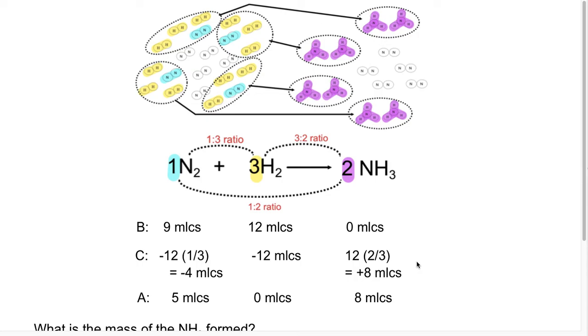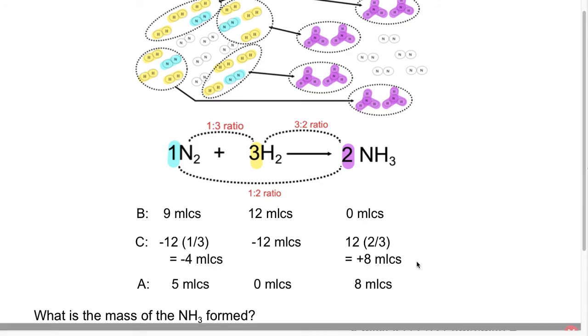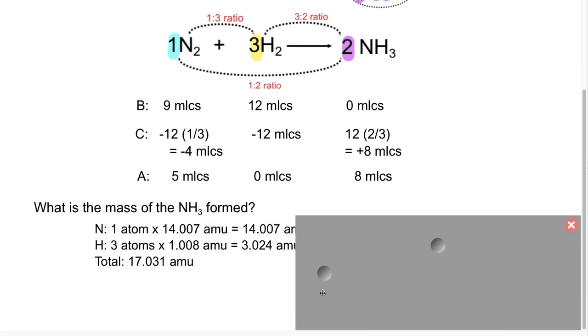Now, these problems often ask for mass. So, for example, a question could ask, what is the mass of the NH3 formed in the chemical reaction? So in this case, we have to be a little bit careful. We aren't using the balanced equation or the coefficient of 2. We first have to figure out the mass of 1 NH3. So I'm going to go ahead and do that, and we're going to need the periodic table to do that.